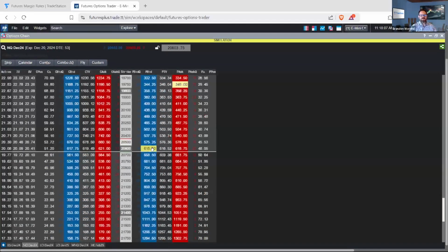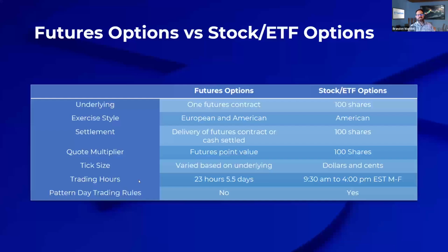NASDAQ, those move in quarters. Okay, so it's always in quarters, or it's whatever the underlying security happens to be. The tick sizes are the same for options as they are for the underlying. Stocks move in dollars and cents, so do the options.